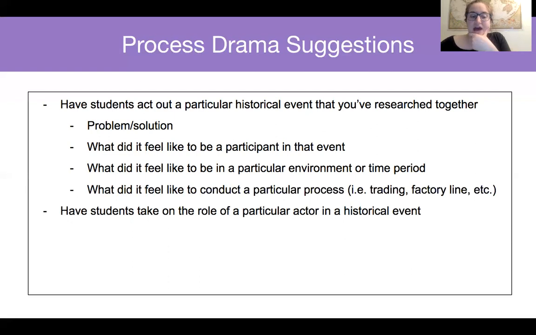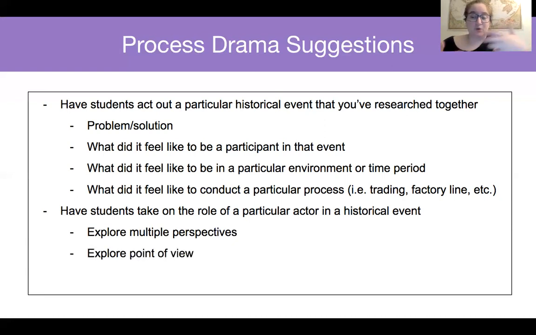You might also want to have students take on the role of a particular actor, a person in a particular historical event. This helps them explore multiple perspectives or perspectives that aren't their own. It helps explore point of view. How might the point of view of somebody in charge be different from the point of view of somebody who's taking orders or taking directions?